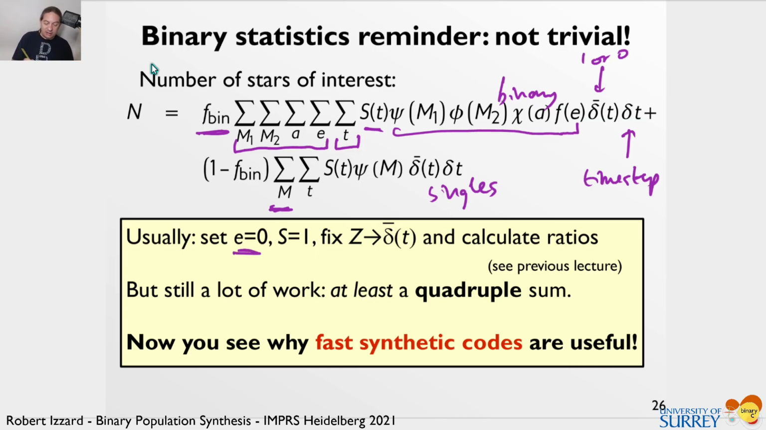So what we normally do is set the eccentricity to 0. That gets rid of this sum here. We set S to 1, so it gets rid of these star formation rates. Remember we discussed previously, if we look at ratios of stars rather than numbers of stars, then we can set S to 1. We fix the metallicity, so we only have to calculate one set of these delta bars. It's still at least a quadruple sum, but it's a little more tractable than it would have been if it were 5 of them and we had to vary the stellar properties and the star formation rate as a function of time. And this is why these fast synthetic codes are extremely useful, because you need them to compute all of these things.